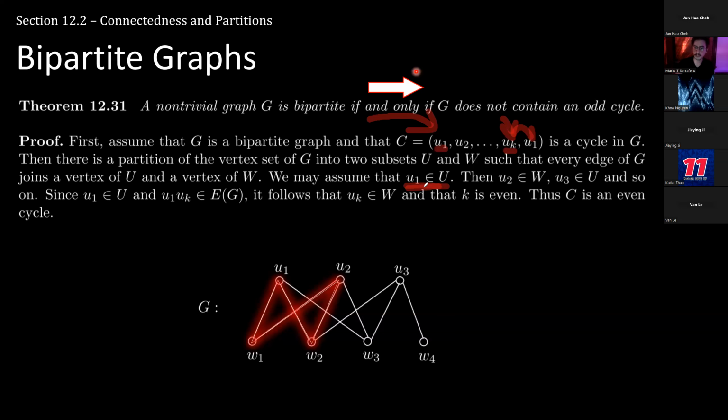Now, if we're in U1, then every time we traverse an edge in G, we will end up in the other set, W. Because if U1 is in U, then a bipartite graph has the property that if I partition it in this way, every edge connects a vertex of U and a vertex of W. So every time I move from this vertex, I will end up in W. So necessarily, the next vertex in my cycle is in W, and then the next is in U.